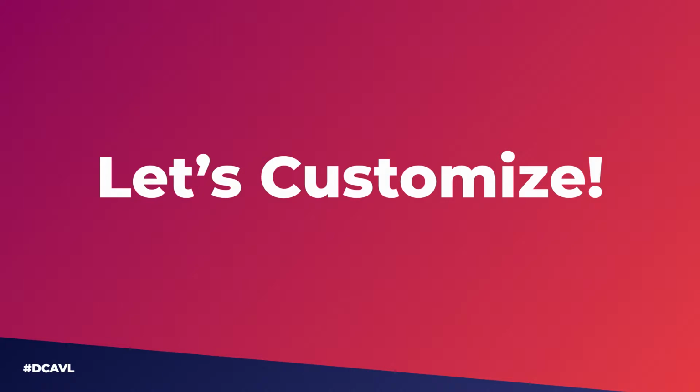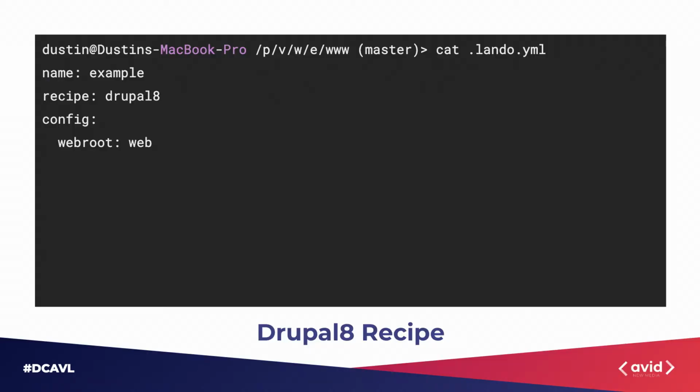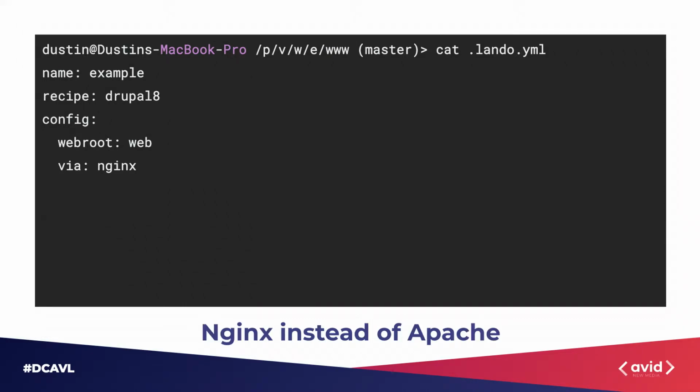So let's customize our Drupal 8 recipe. This is really all it looks like. So I'm just catting out the file here. There's essentially just three variables here. There's the name, the recipe, the config, and then as part of the config, the web root as far as where Drupal exists, where things are getting built to. But it's really easy to plug and play and change services out. So if you want to use Nginx, you can easily just add it via, and with Nginx, you can even specify with a colon the specific version of Nginx you'd like to run in this particular instance.